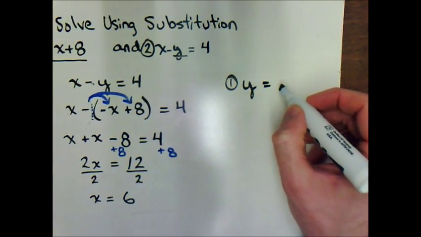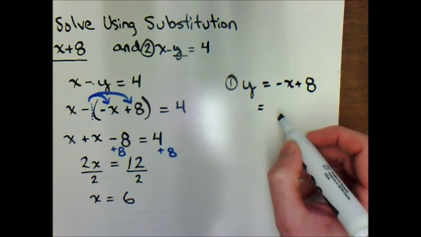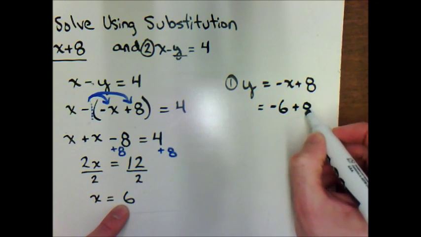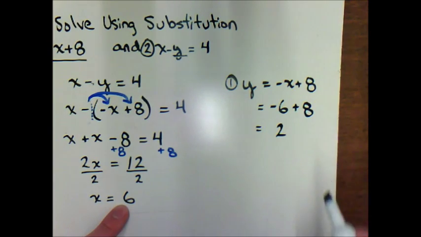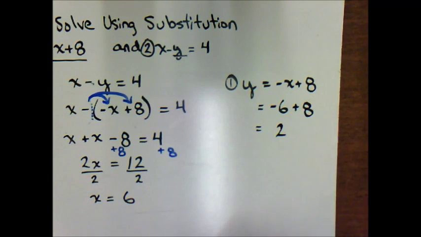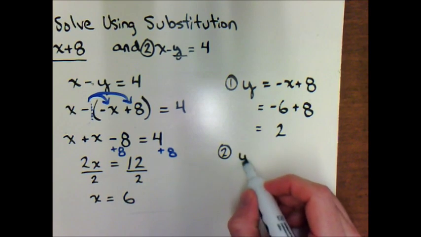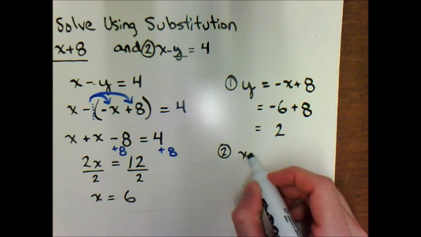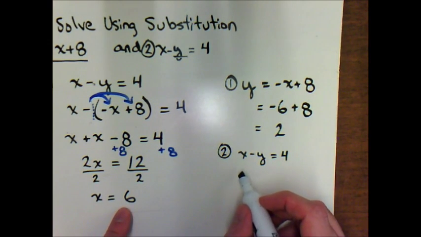So I have y equals -x plus 8. I know that x equals 6. So I have y equals -6 plus 8. -6 plus 8 is 2. I'm going to double check that answer by subbing it into equation number 2. Equation number 2 was x minus y equals 4. I know x is 6.